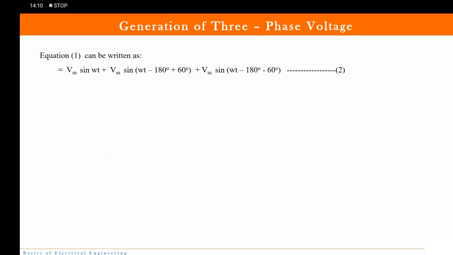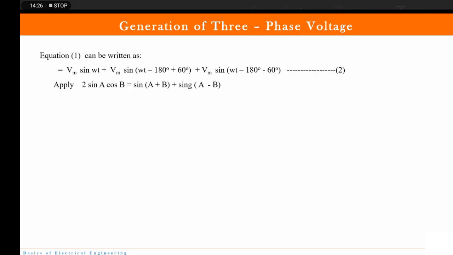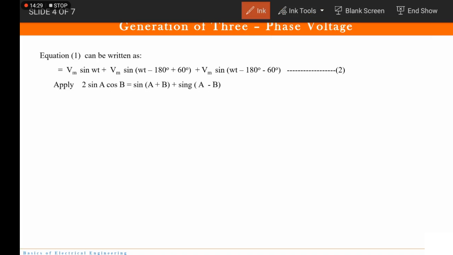So the next equation is written like this. Equation 1 can be rewritten as this. This becomes equation number 2. Now, as I said, we have converted this equation as sine A plus B and sine A minus B. Please ignore this here. This is sine A minus B. Fine? Okay. So what is sine A plus B plus sine A minus B?